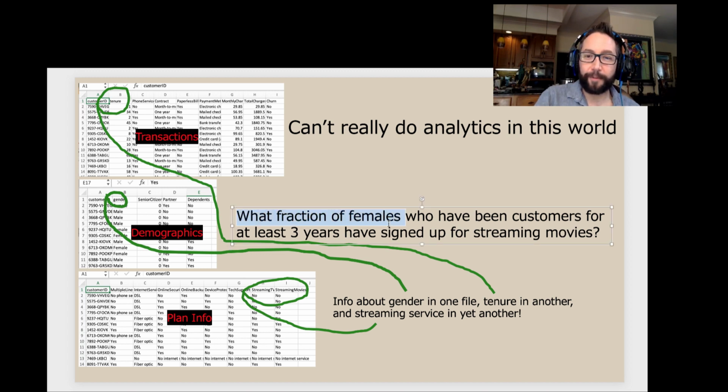So if we want to know what fraction of females who have been customers, say for at least 3 years, and who have signed up for streaming movies, what fraction of those customers have churned, we're going to have to combine information from 3 different data sources.